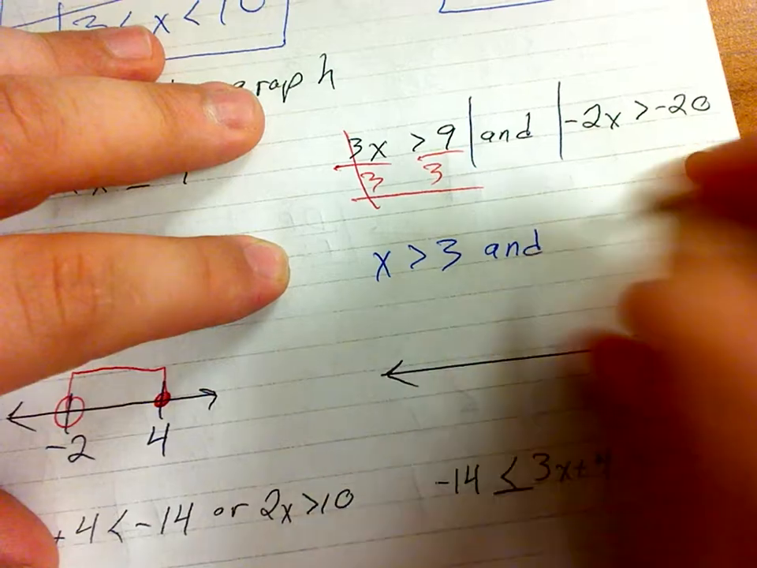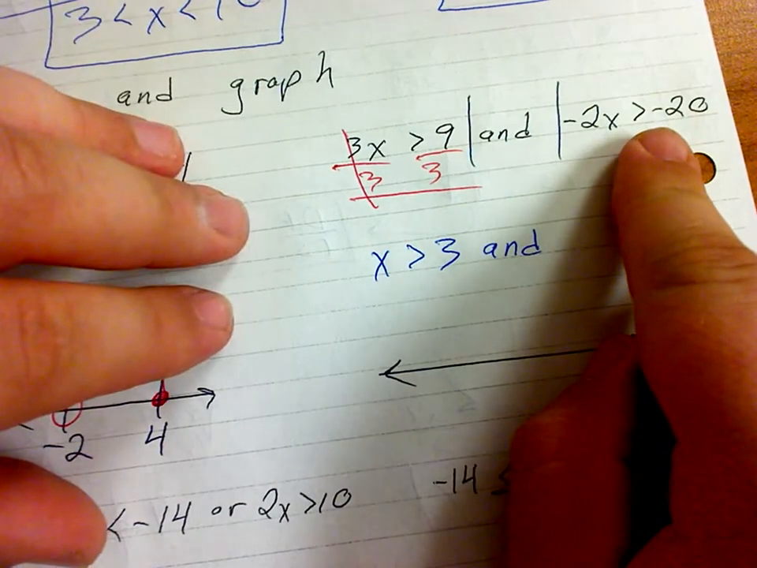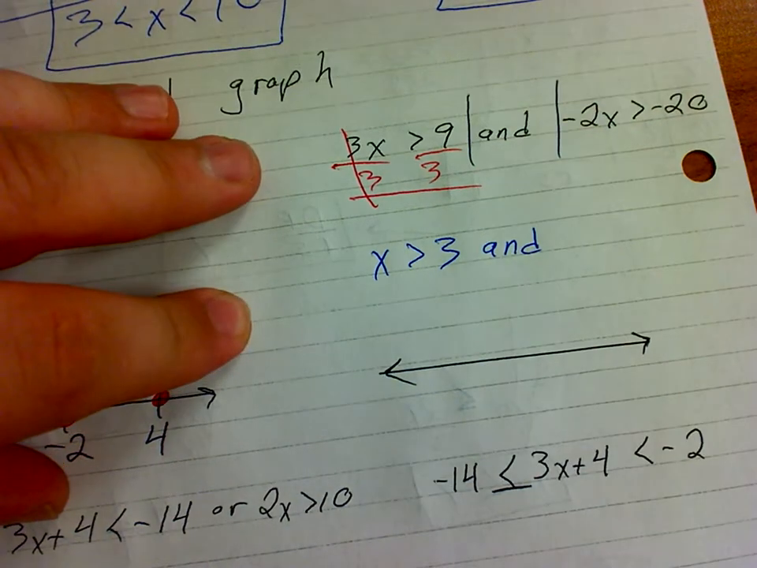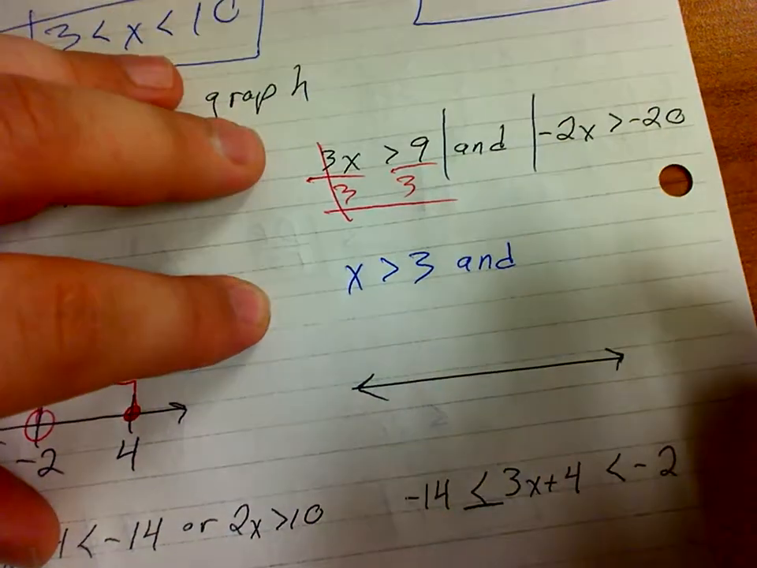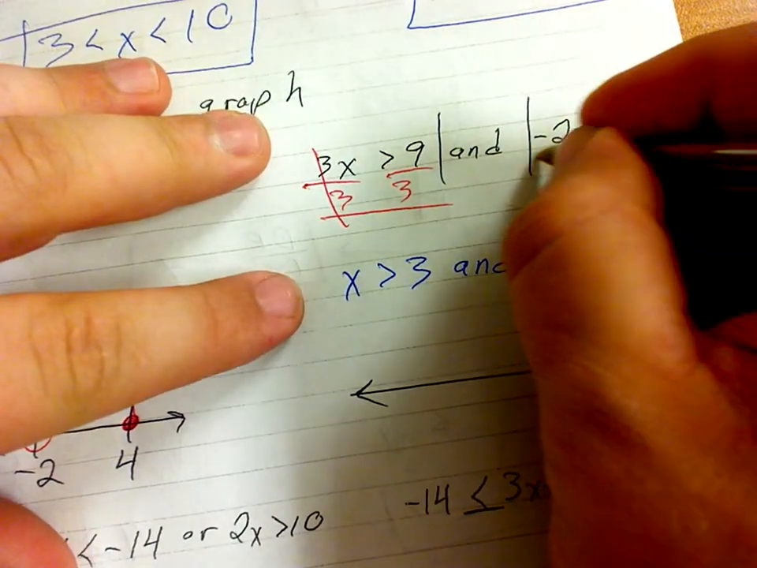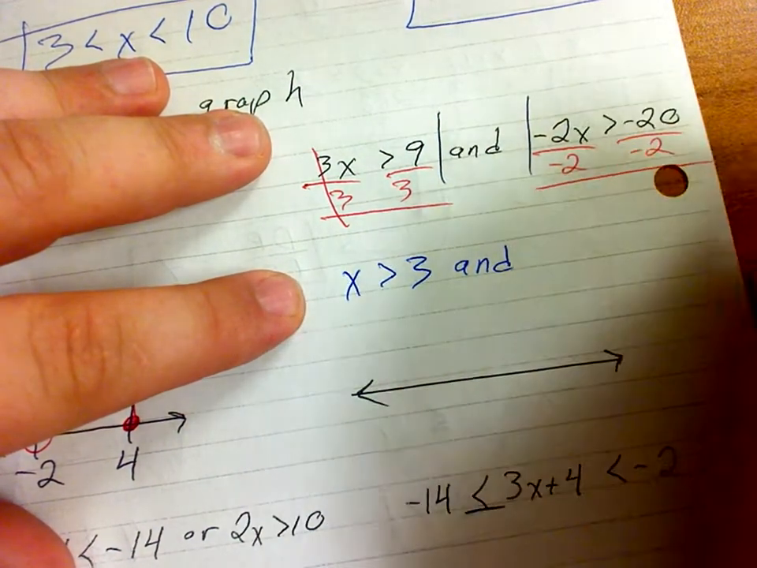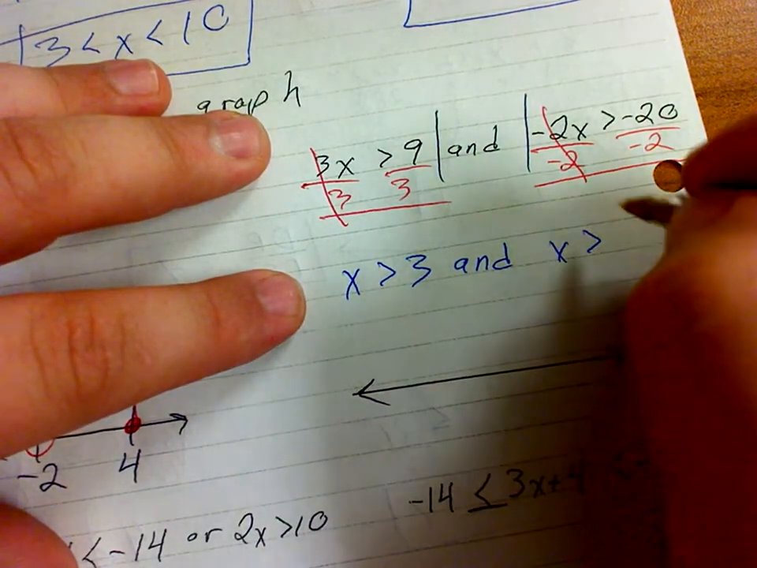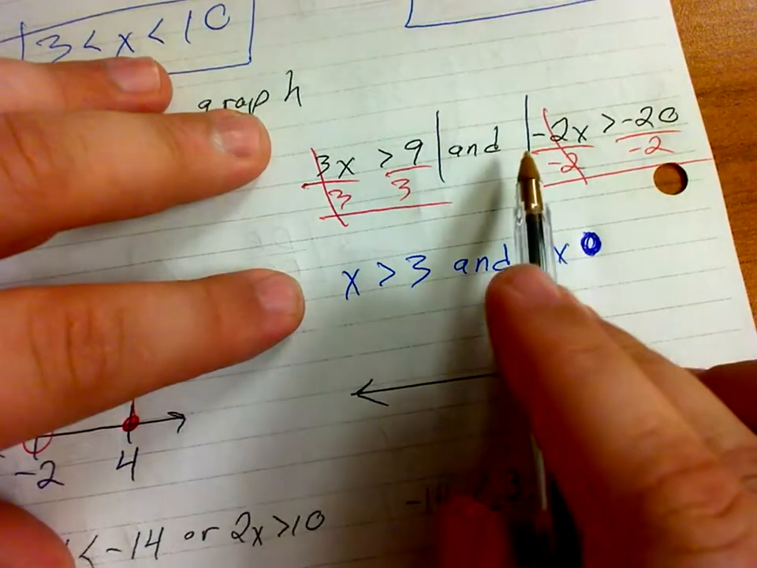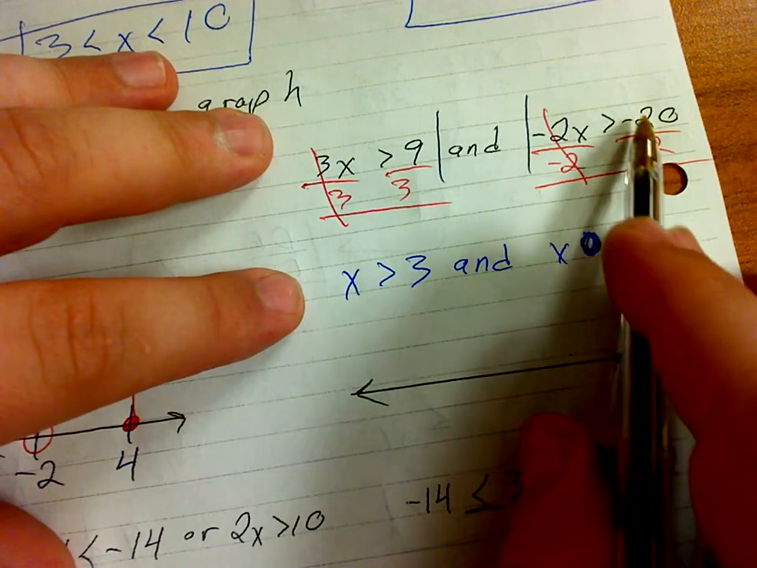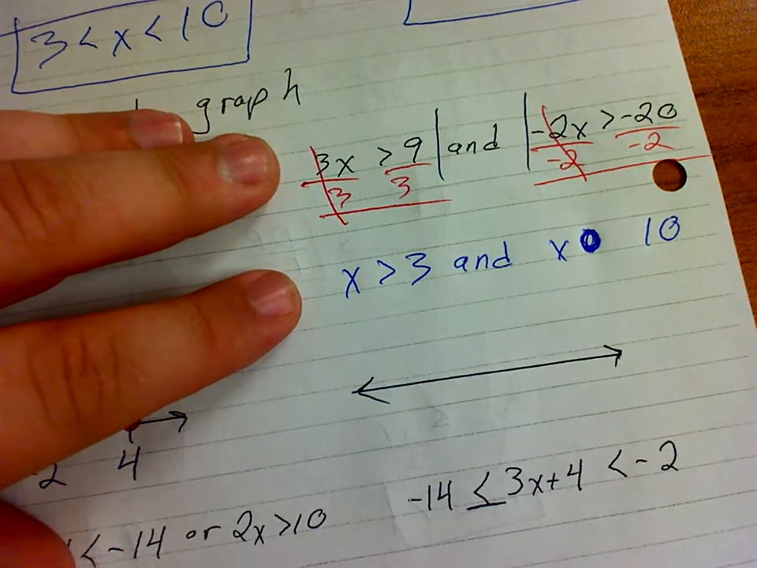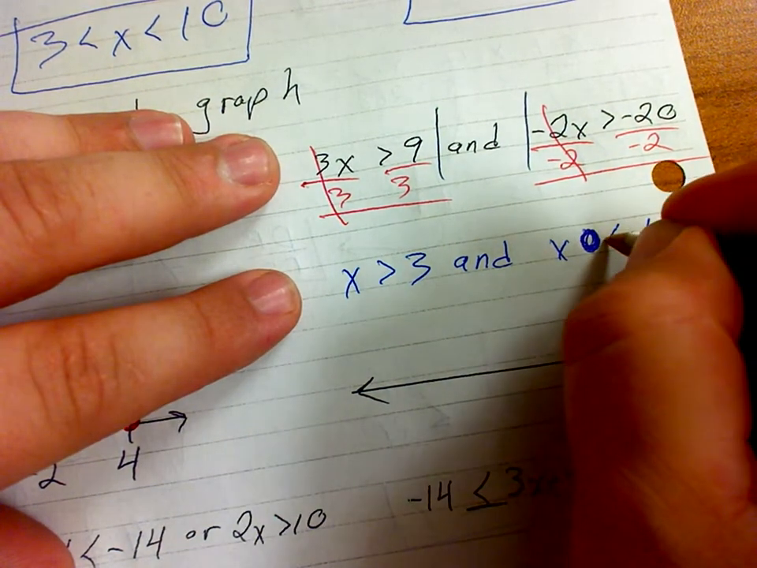Okay, then we have the word and. Then we go about solving this one over here. Negative 2x is greater than negative 20. So, get rid of the times negative 2 by dividing by negative 2. So negative 2's on the left cancel out, leaving us with x is greater. Whoops, messed it up there. Got ahead of myself. Negative 2's cancel out to give me an x. Negative divided by negative is a positive. 20 divided by 2 is 10. And then since we divided both sides by a negative, our inequality is going to flip around.